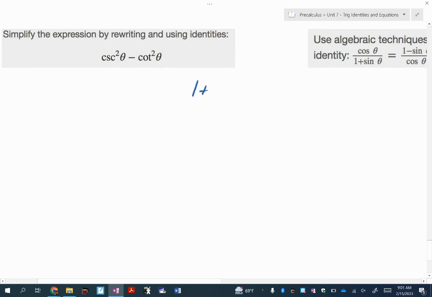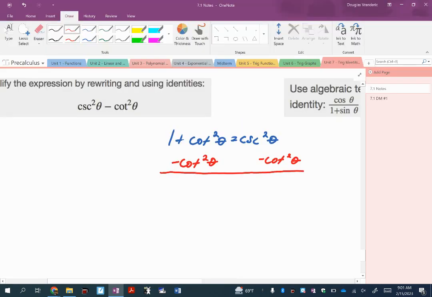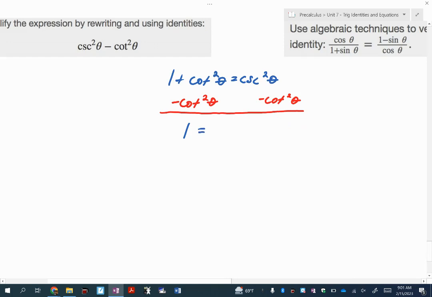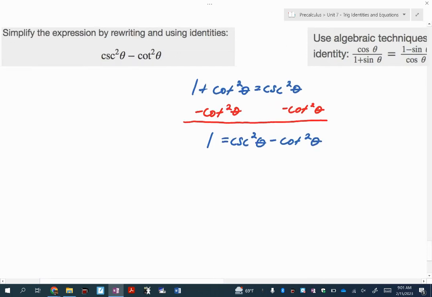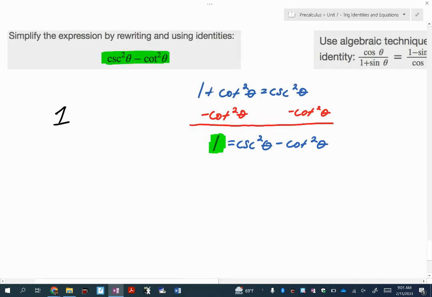So the one I'm thinking of is 1 plus cotangent squared theta equals cosecant squared theta. So is there a way algebraically I can manipulate this to make it look like what I'm given? And if I subtract cotangent squared theta from both sides, I think I can. So this is going to be 1 equals cosecant squared theta minus cotangent squared theta. And then what do you know in my problem? Right? Cosecant squared theta minus cotangent squared theta. I just manipulated. That is the same as the number 1. So this whole thing just becomes 1 because of all of that work.